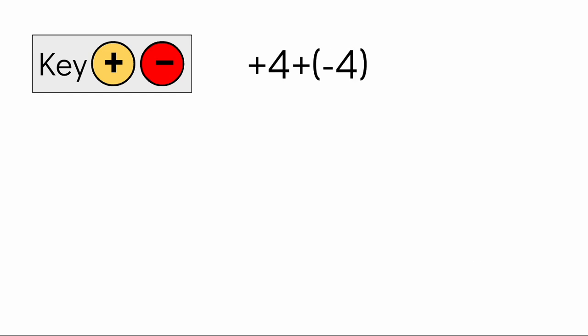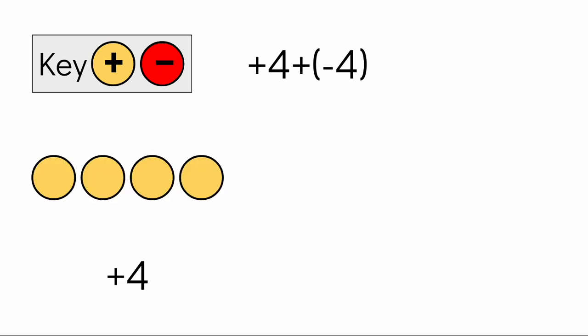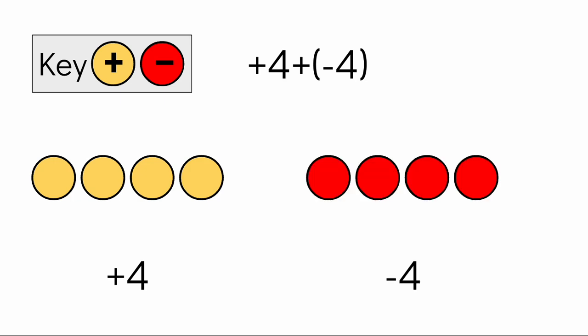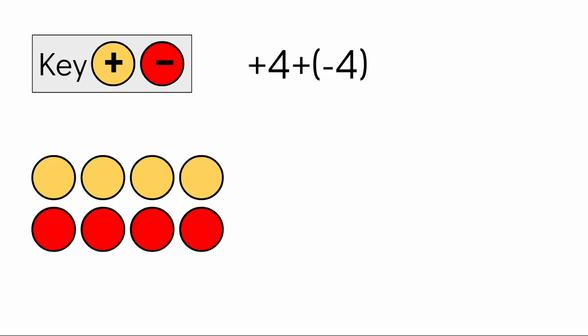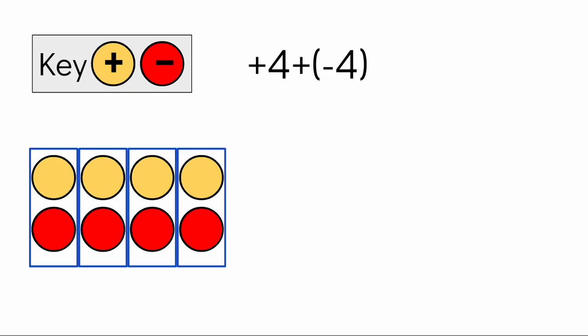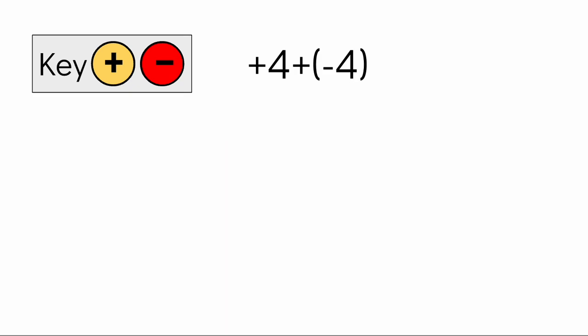Last, let's represent positive 4 plus negative 4. Positive 4 is shown with 4 yellow counters. Negative 4 is shown with 4 red counters. Let's align these to look for zero pairs. I see that I have 4 zero pairs. Removing the zero pairs, I'm left with 0. So positive 4 plus negative 4 is 0.